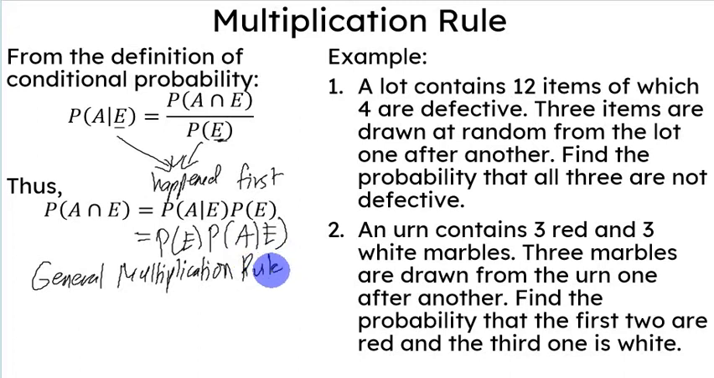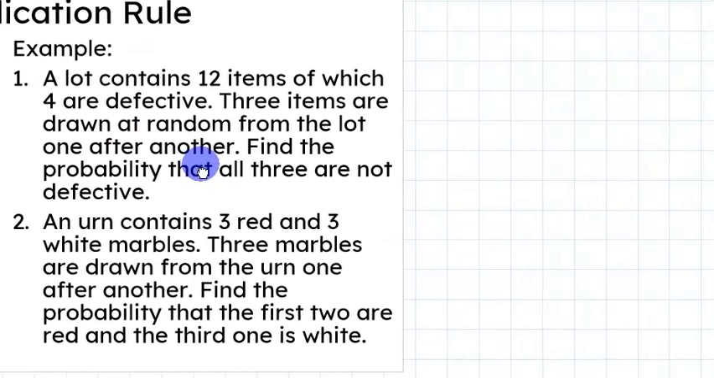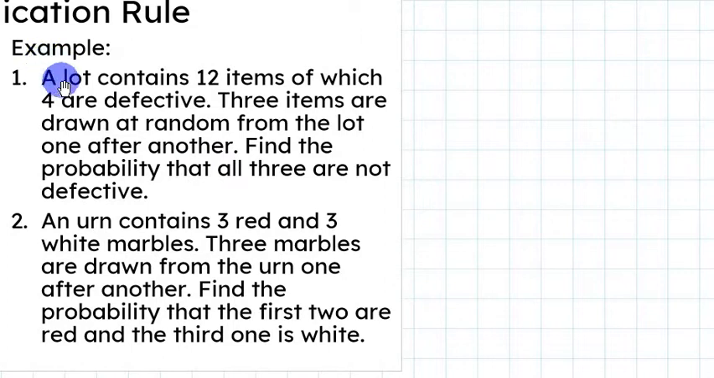We call this general because later on we will have a very specific rule which also involves multiplication. Let's have an example of this general multiplication rule. So for example, a lot contains 12 items of which 4 are defective. 3 items are drawn at random from the lot, one after another. Find the probability that all 3 are not defective.